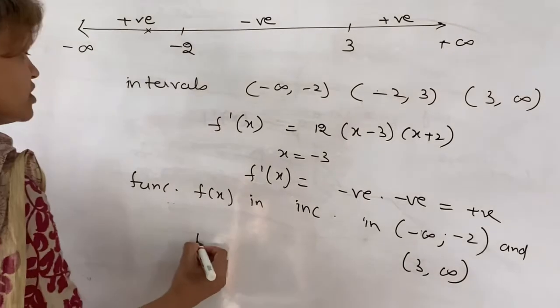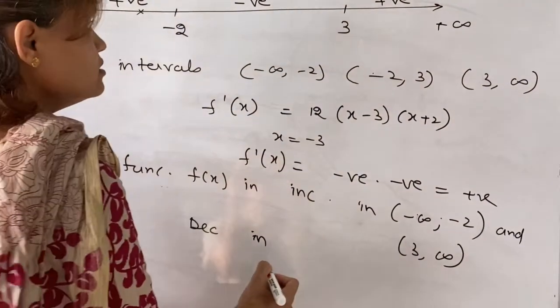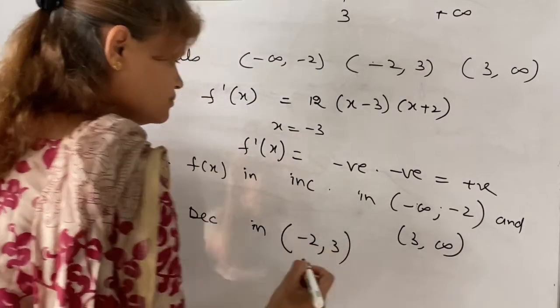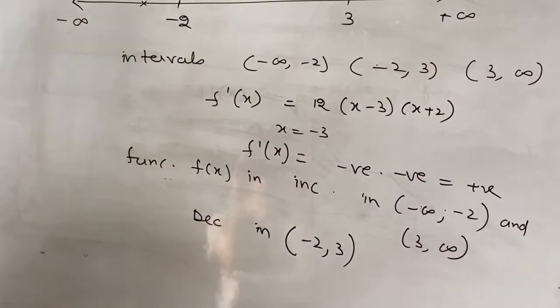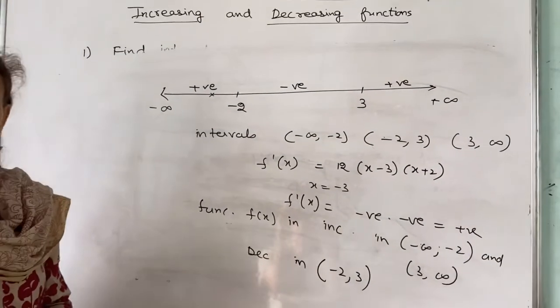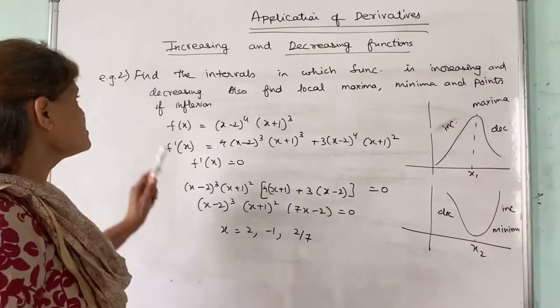And the function is decreasing in the interval -2 to 3. So this way we determine the intervals in which the function is increasing or decreasing. Okay, so we are taking another example.